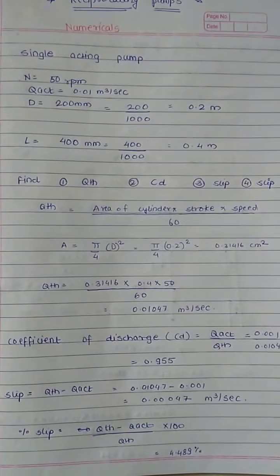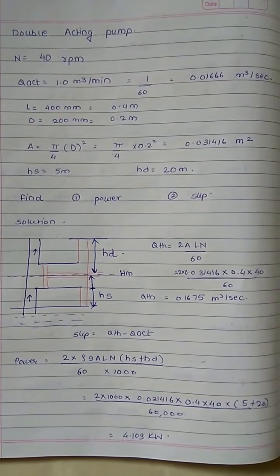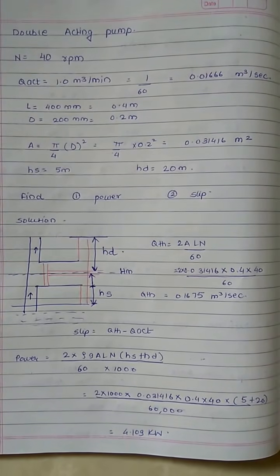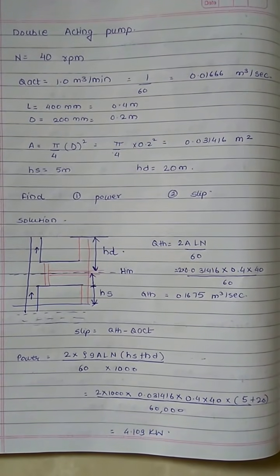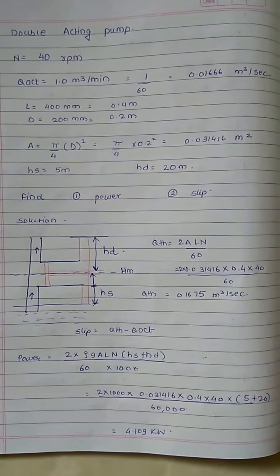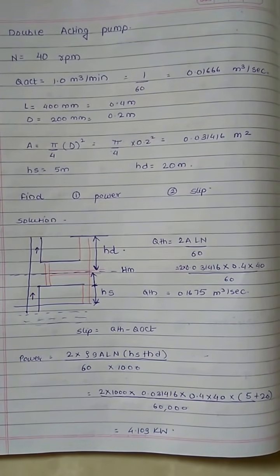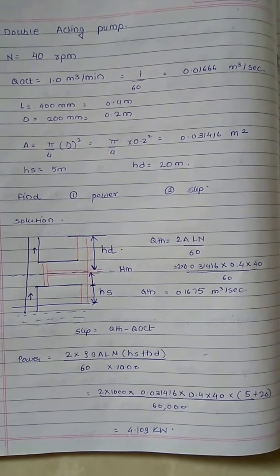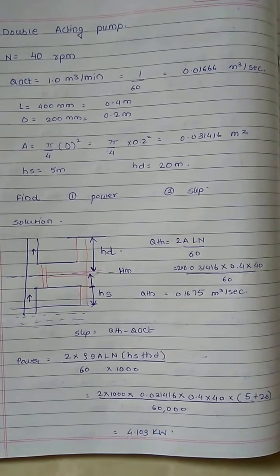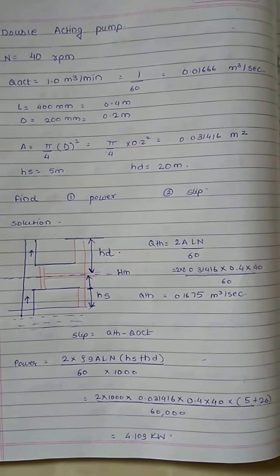Let's see the next numerical. So this is the second numerical of a double acting pump. We have been given speed, that is 40 rpm, with which the crank rotates. Q actual is given as 1 meter cube per minute. So minute should be converted to second, that is divided by 60. We get 0.01666 meter cube per second.